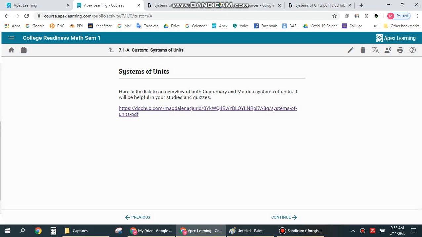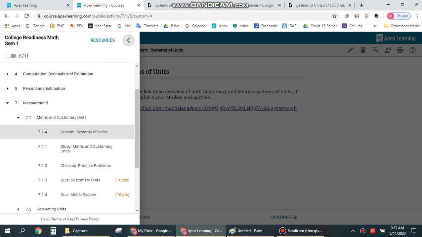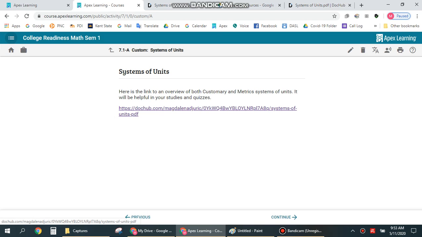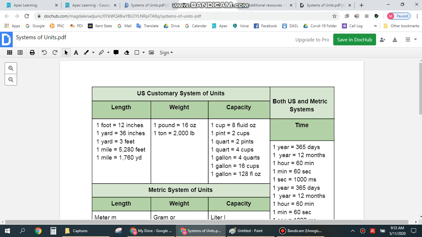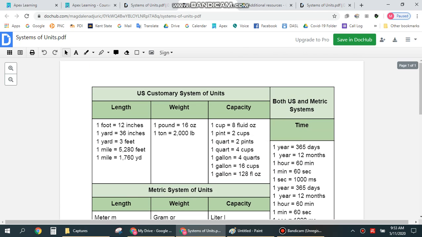Hi there. I'm going to go over a couple of things in Unit 7, which is talking about systems of units. And I'm going to show you one document that you can find here. It says 7.1a, Custom System of Units. So when I click on it, there's a document. I actually have it opened already here. So you have all the units and all the shortcuts you're going to need in this lesson.